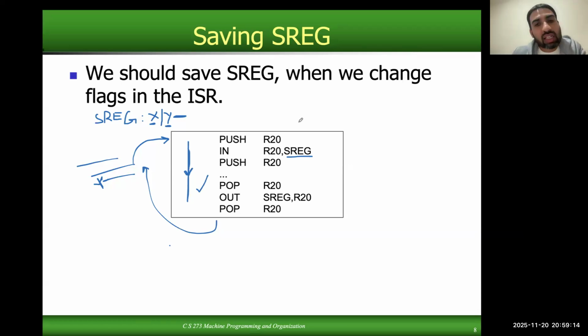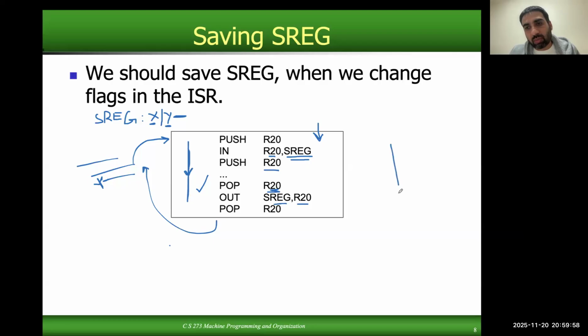That's why when we enter the ISR, the first thing we need to do is save our S register on the stack. So you can read the S register into R20, and then push R20 on the stack. In the same way, when you are leaving the ISR, before leaving, you can pop the value from the stack into R20, and then write R20 into the S register.